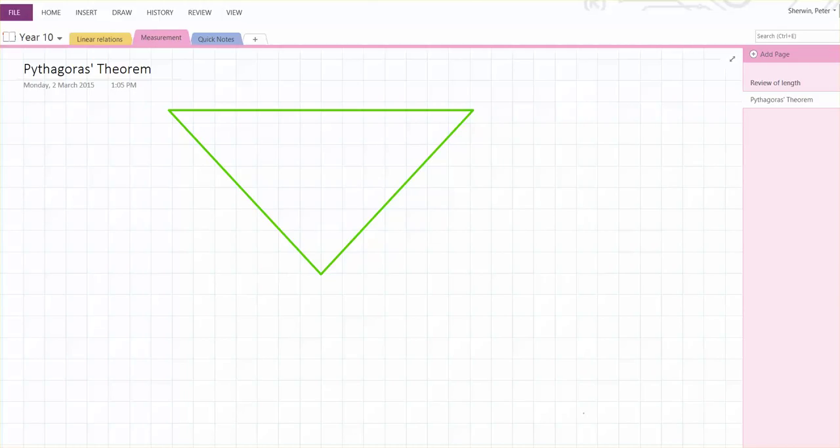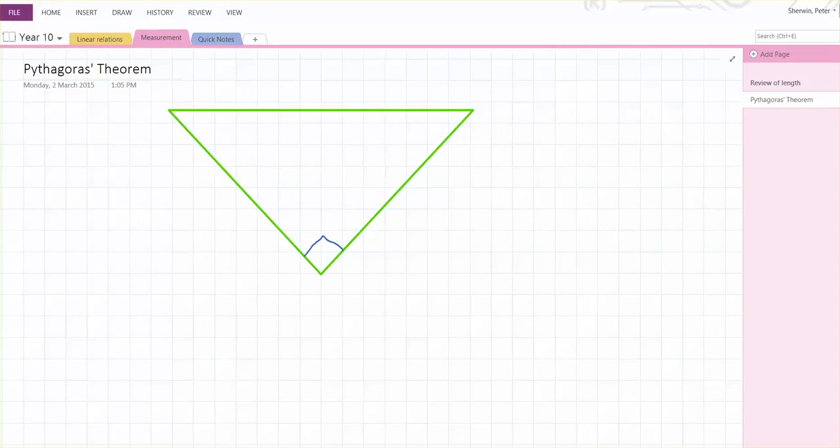Okay, so here we have a little piece on the Pythagoras Theorem, which I'm guessing we're all quite familiar with, but just a little recap here won't hurt us. So the Pythagoras Theorem comes from right-angle triangles. It is a result that is only relevant to right-angle triangles.